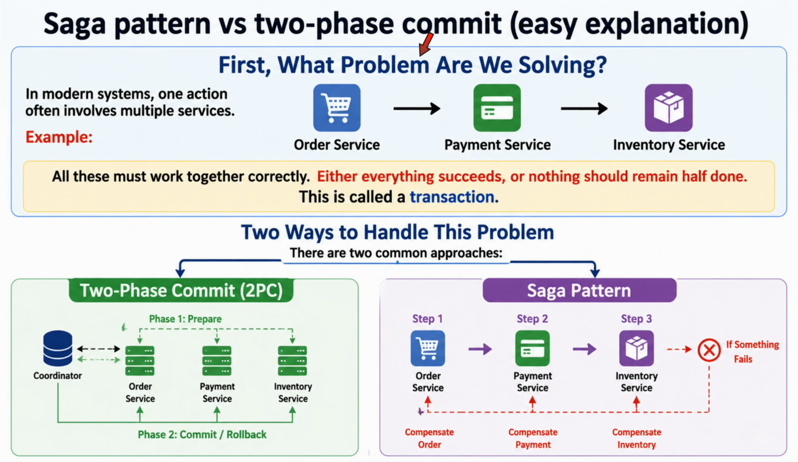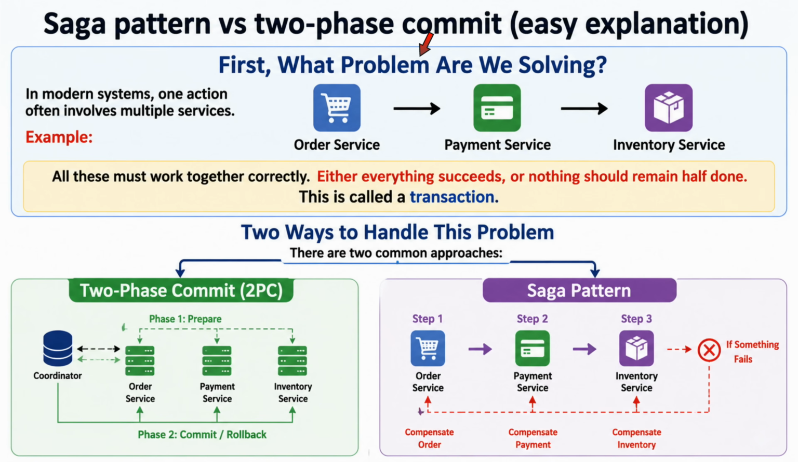First, we will see what problem we are solving. In modern systems, one action often involves multiple services. For example, order service, payment service, and inventory service. All these services must work together correctly. Either everything should succeed or nothing should remain half done. This is called a transaction.